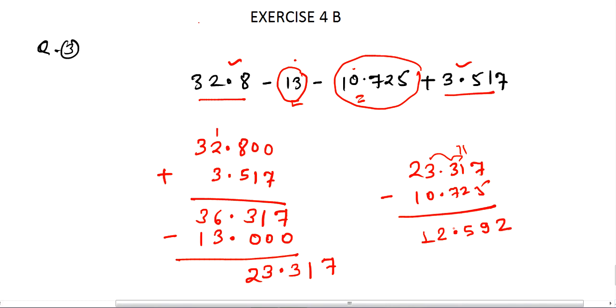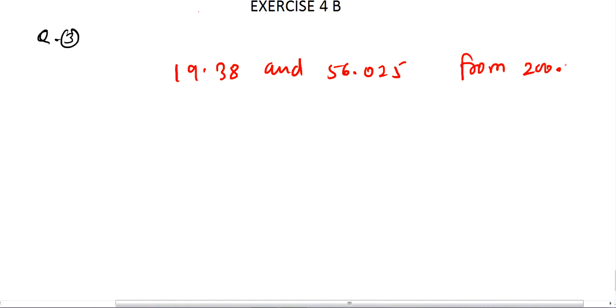So question number 3 you can solve now. Question number 4, you can solve, only you have to subtract. Question number 5, take out the sum of 19.38 and 56.025, then subtract it from 200.111. So you have to add these two values, and after adding you will get one value, and that value you have to subtract from this one. Clear? You can solve question number 5 as well.